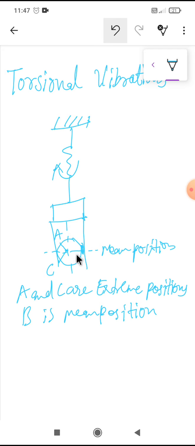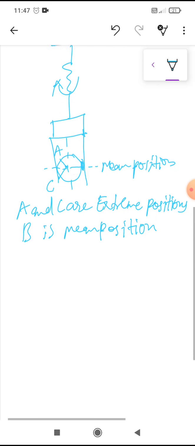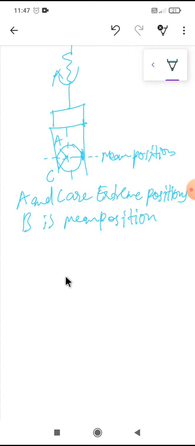Now the spring is twisted and untwisted alternately, so torsional shear stress is induced here. Our formula for linear vibration was x double dot plus k by m, x is equal to 0, as we know that this is for linear vibration.